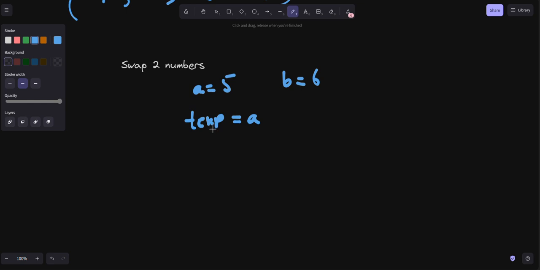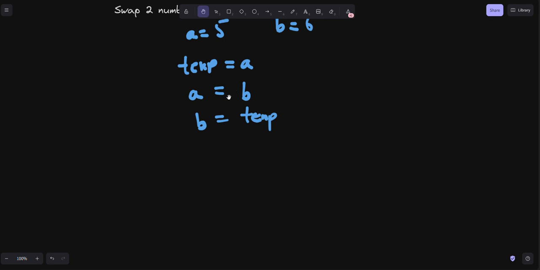So temp has 5, right? And if you do a is equal to b, so a will have 6. But then you can just make b equal to temp. So basically by using a third variable, we can switch the values, because temp holds the original value, right? So in this step we reversed them, and we can just print out these numbers, right?